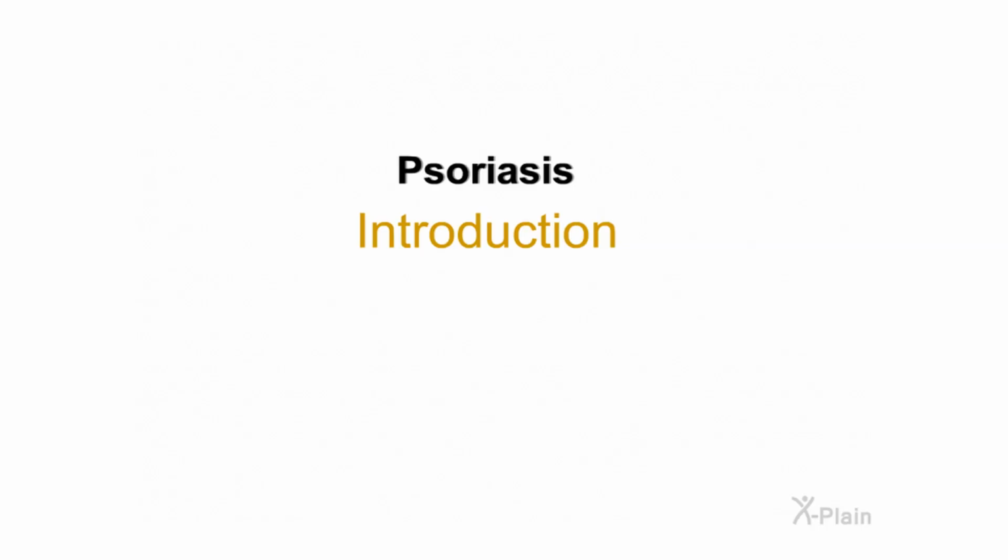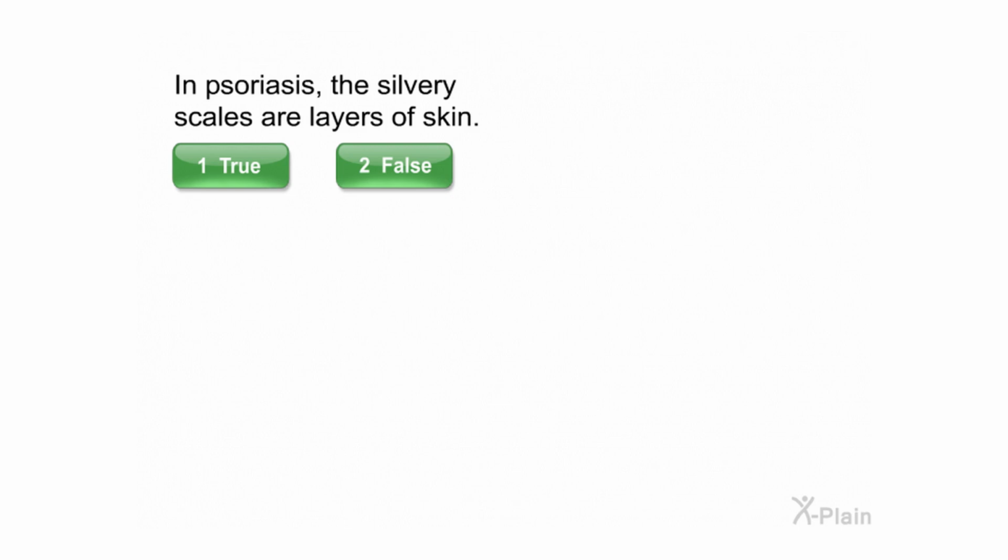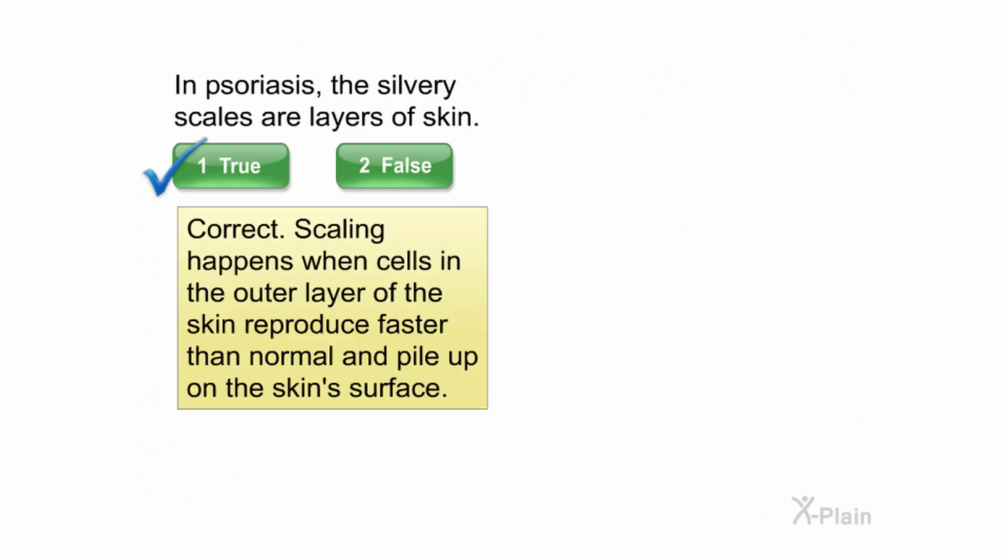Psoriasis. Introduction. In psoriasis, the silvery scales are layers of skin. Select true or false. Correct. Scaling happens when cells on the outer layer of the skin reproduce faster than normal and pile up on the skin's surface.